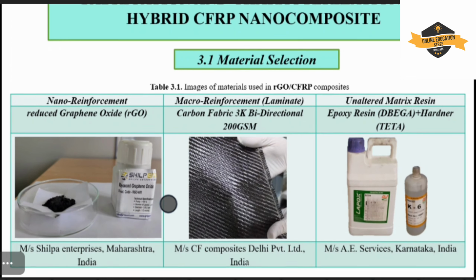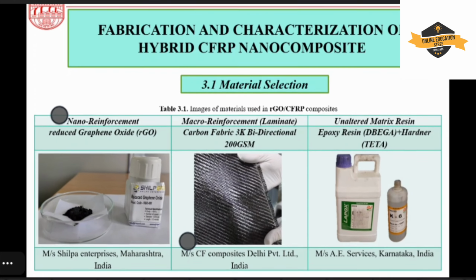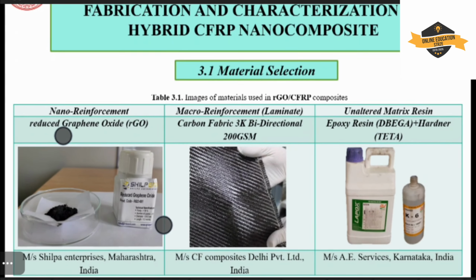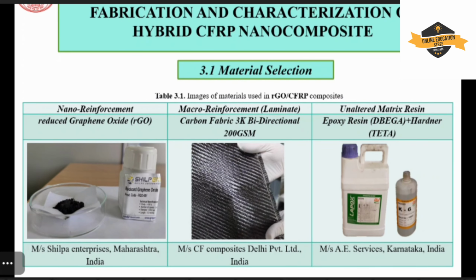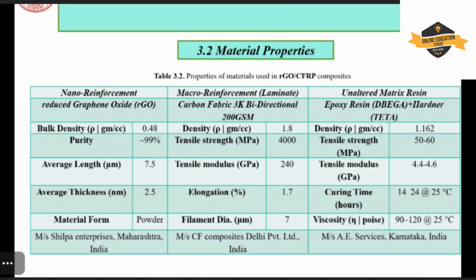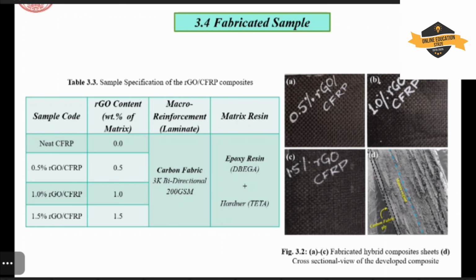In the development process, we have used this reduced form of graphene oxide as a nanomaterial. Then we have used carbon fiber, that is CF, of 200 GSM, and other materials such as epoxy as the matrix and hardener. So this is the properties of the material which we use as reinforcement. Just carbon fiber acts as the primary reinforcement, and the secondary reinforcement percentage is 0.